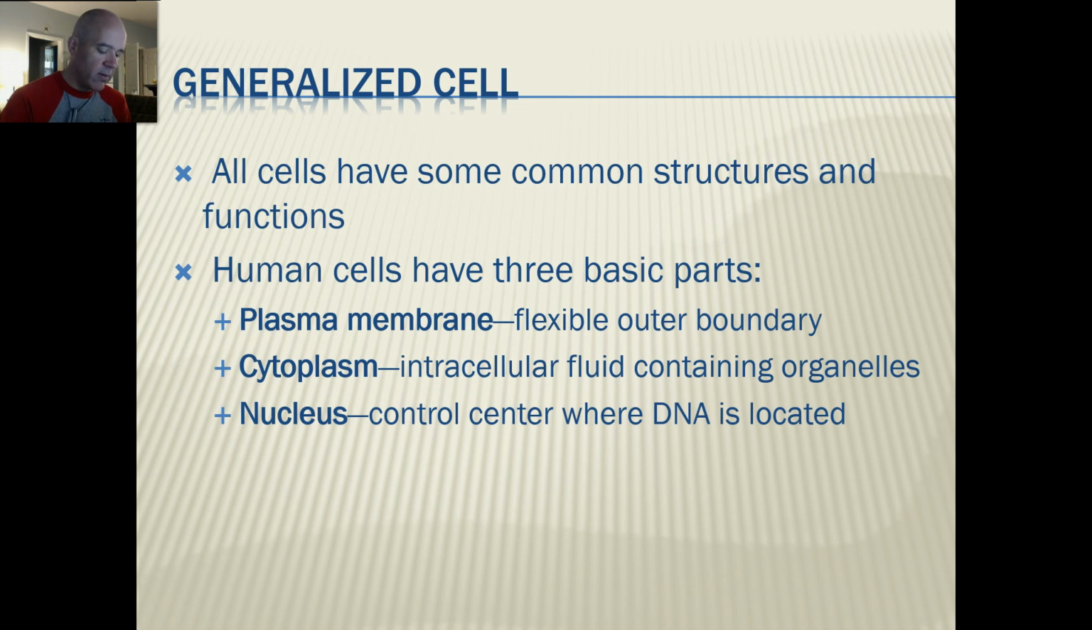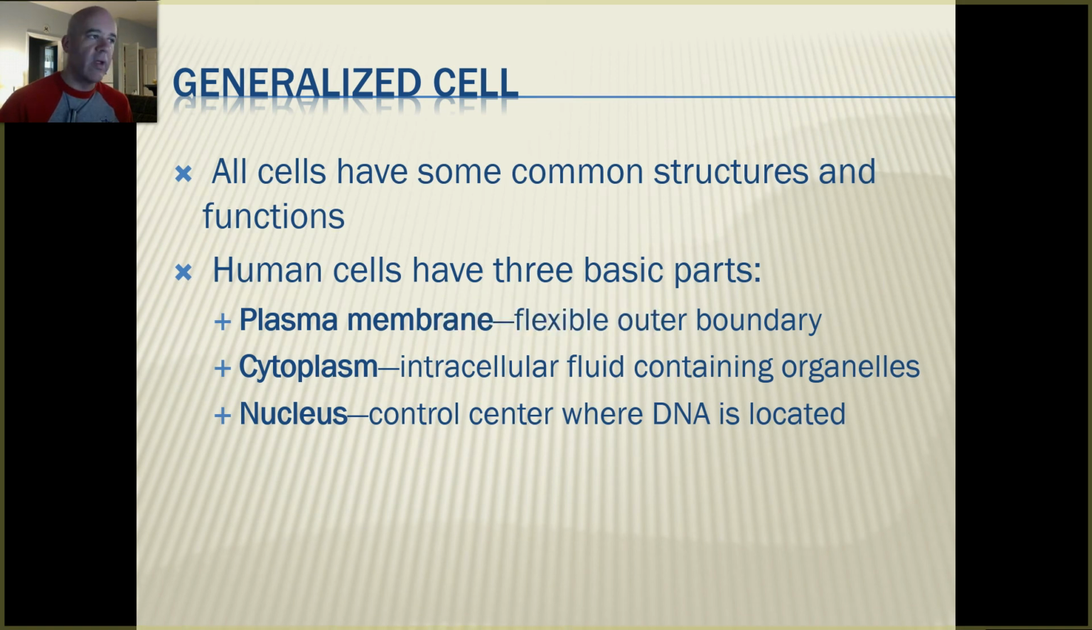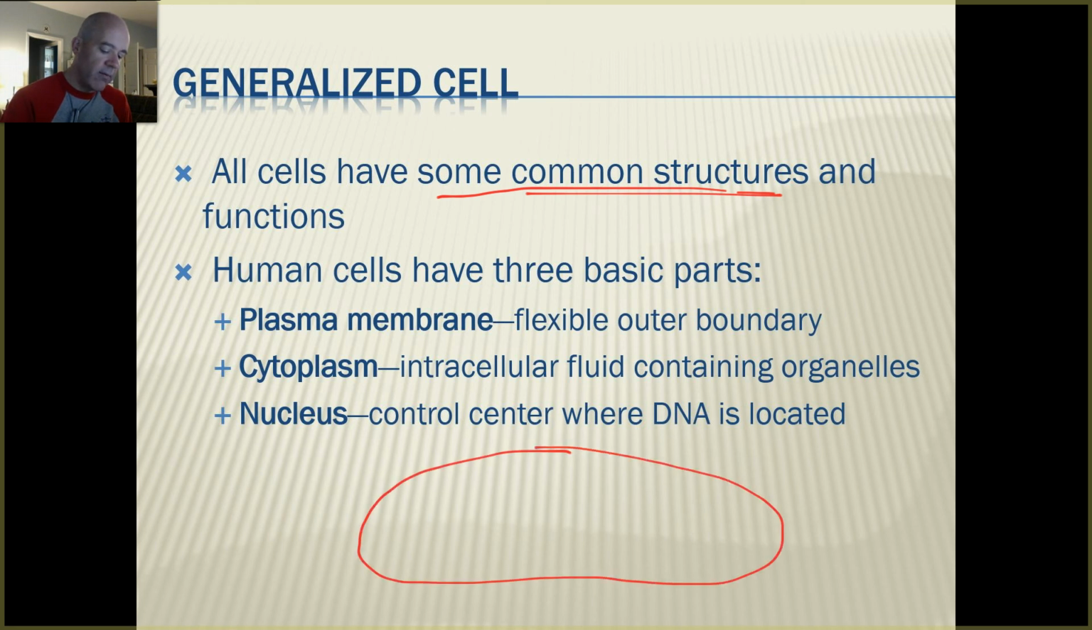All right, so as I mentioned, yes, the 200 different types of cells in your body all have unique features and unique appearances and sizes and shapes and structures, but they all do have some common structures and functions. The three basic parts of a human cell, if I can just draw a really basic level cell there: they have a covering around them, and that's called the plasma membrane, or sometimes called the cytoplasmic membrane, also sometimes called the cell membrane.